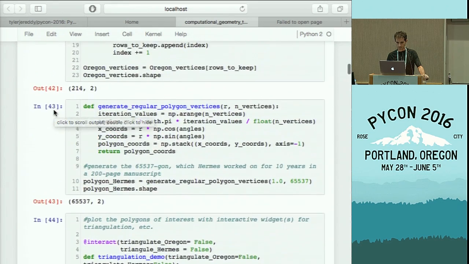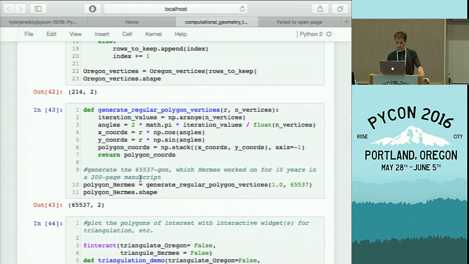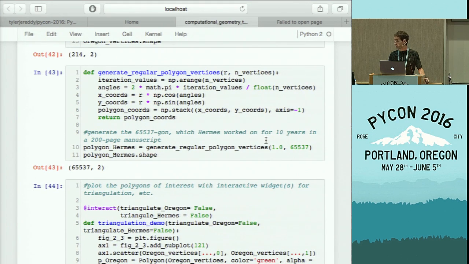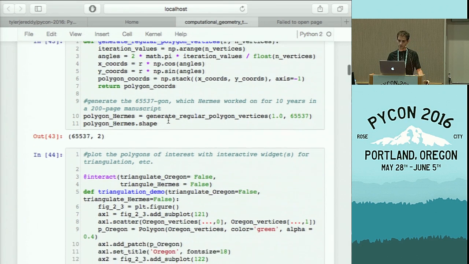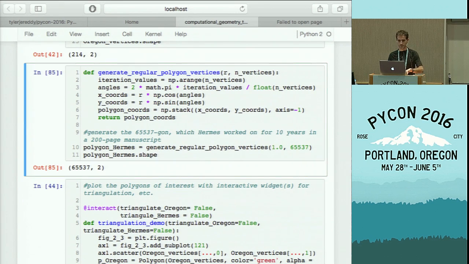And I also wanted to do an example that had a lot more vertices. And so I decided to pick this really exotic polygon called the 65,537-gon, which the German mathematician Hermes worked on for 10 years in a 200-page manuscript. So he's basically just describing how to produce this polygon with nothing more than a compass and a ruler. And that's what he did for 10 years. And we did it in a single Python function fairly quickly.